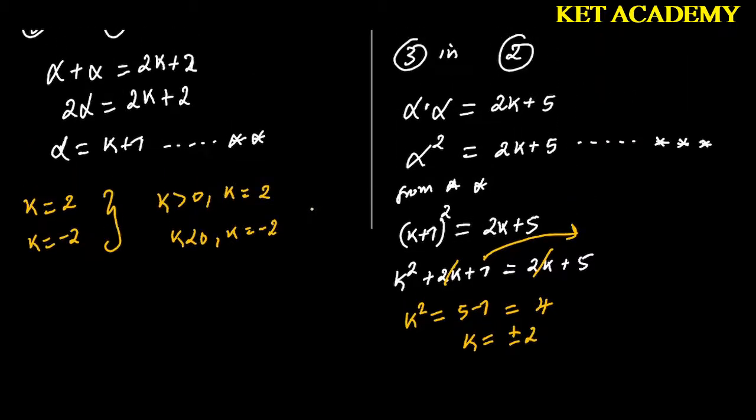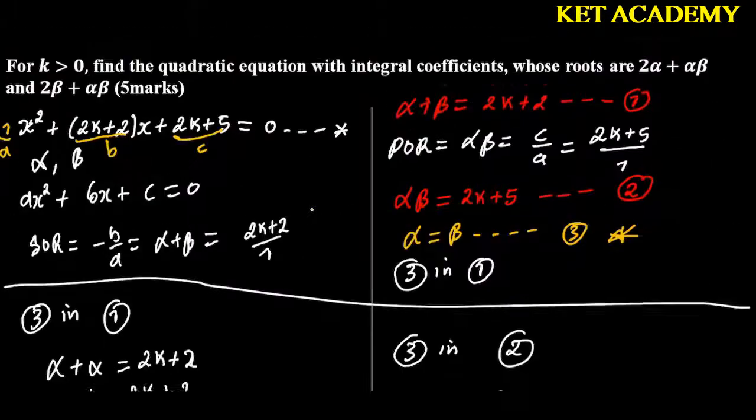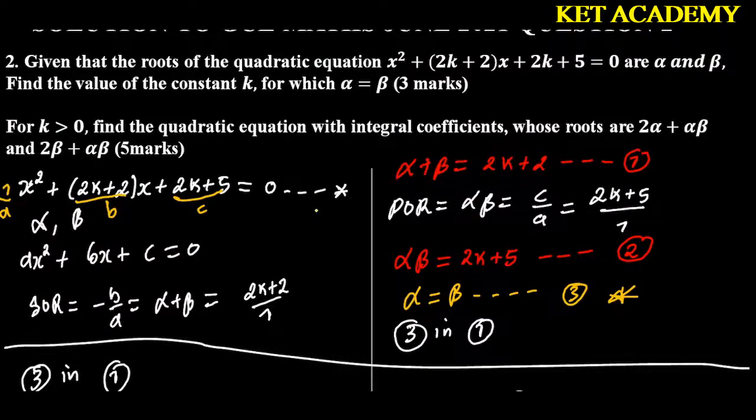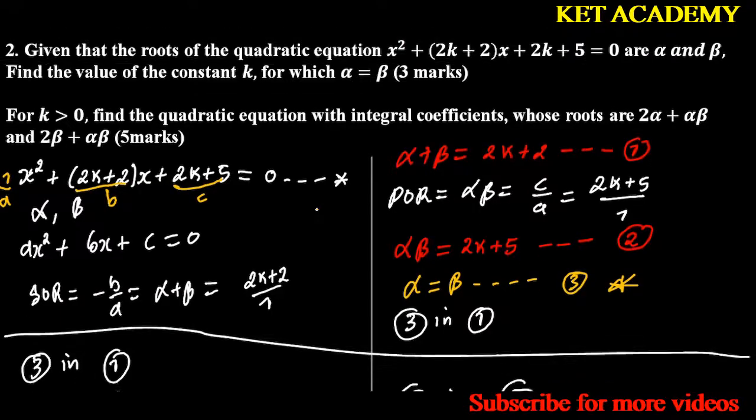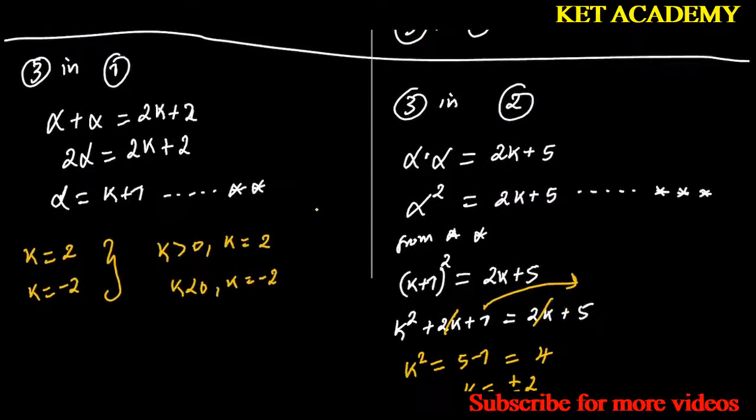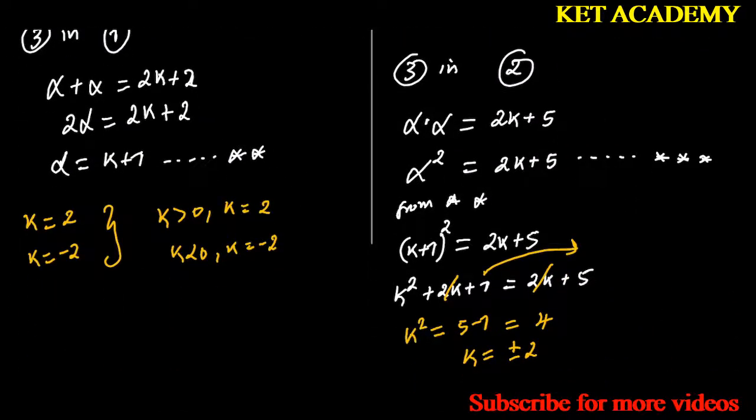But the second part clearly states that for the positive value of k, which is for k greater than 0, find the quadratic equation with integral coefficients whose roots are 2 alpha plus alpha beta and 2 beta plus alpha beta.